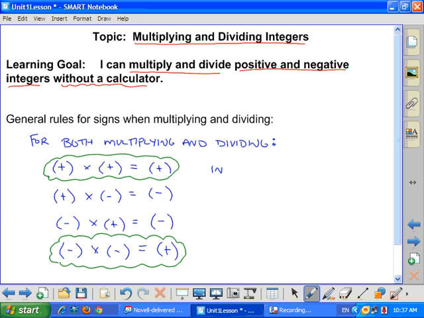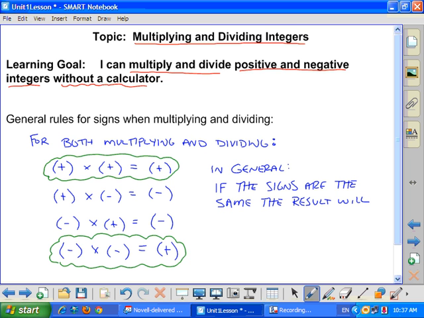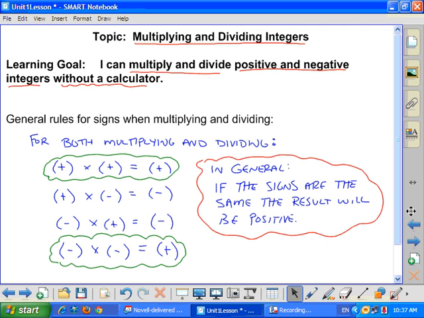So in general, if the signs are the same, the result will be positive. Okay, so I'm just going to put that in a bubble. We're going to talk about some of the what-if scenarios coming up here in the note.